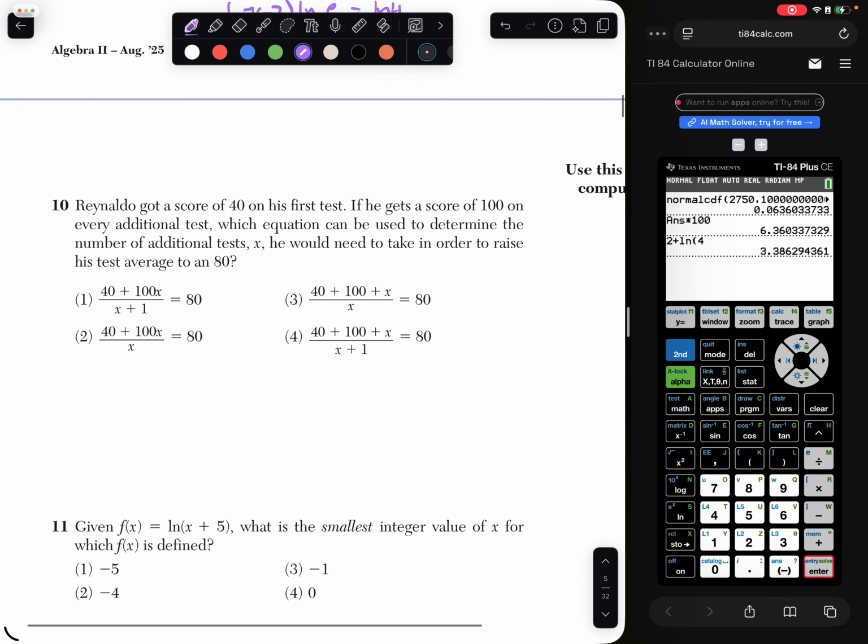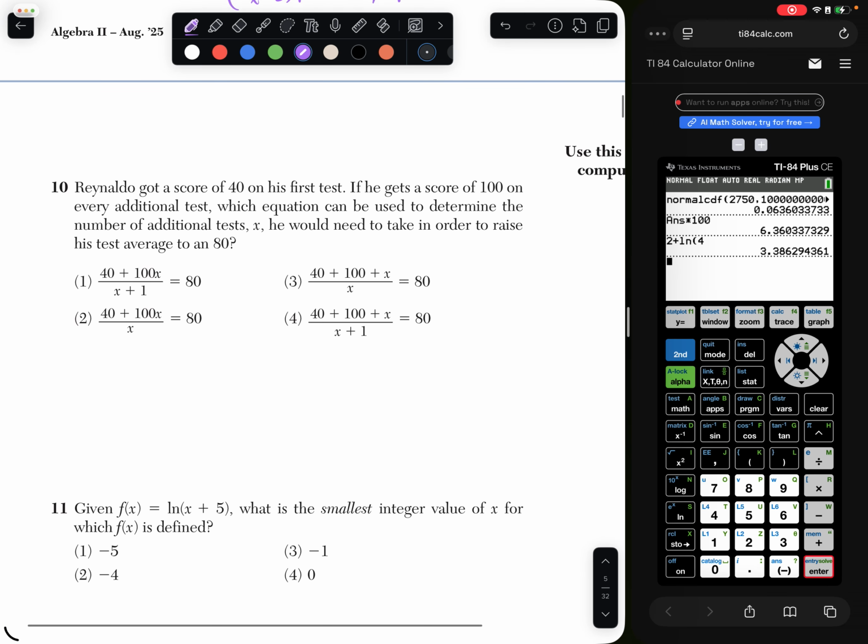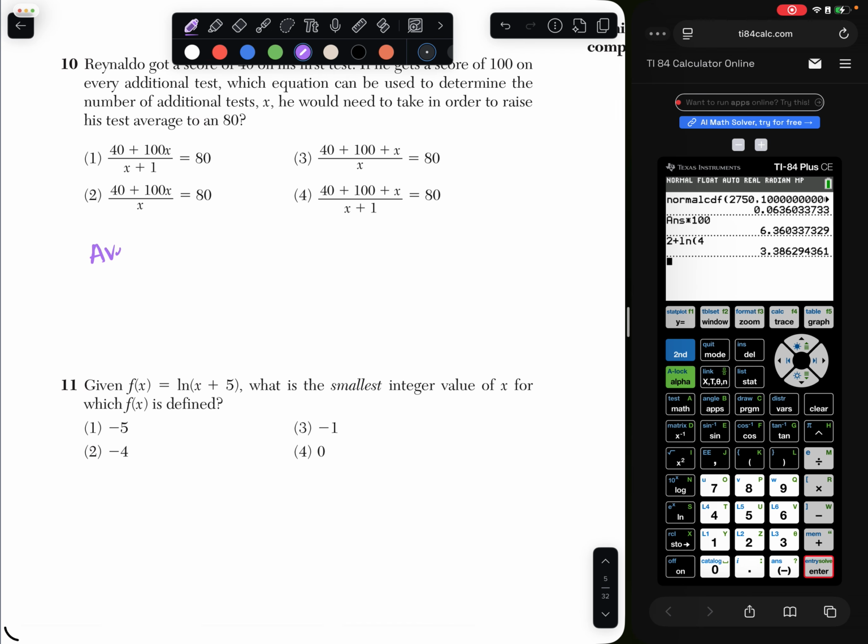Okay, all right. Renato got a score of 40 on his first test. If he gets a score of 100 on every additional test, which equation can be used to determine the additional tests x he would need to take in order to raise his test average to an 80? So now I'm trying to model this using some algebraic equation. So I want to figure out how to find the average. When I'm taking the average, I want the sum over the quantity. All right, so the sum of the scores.